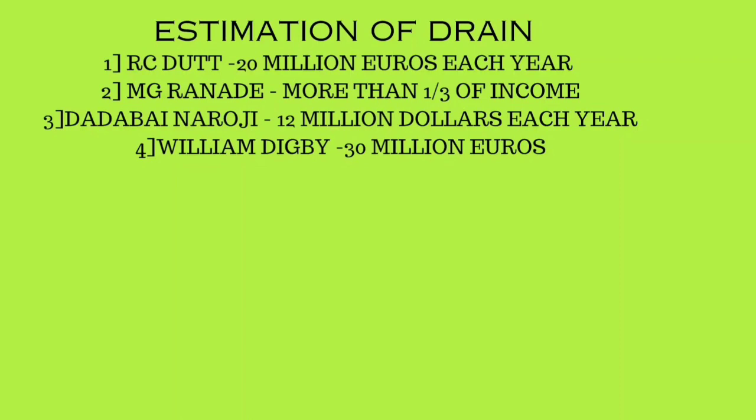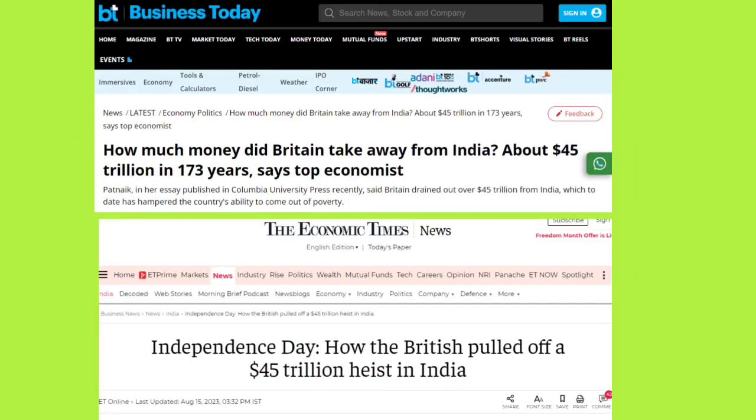And Dadabhai Naoroji claimed that approximately one fourth of the money which is raised in India goes to England, which is approximately 12 million US dollars every year. And William Digby has also estimated that the annual drainage was 30 million euros per year. There are many more estimations and calculations made by many great people. Recently, an economist named Patnaik, in her essay published by Columbia University, said that the British drained out 45 trillion from India, which has hampered its ability to come out of poverty.